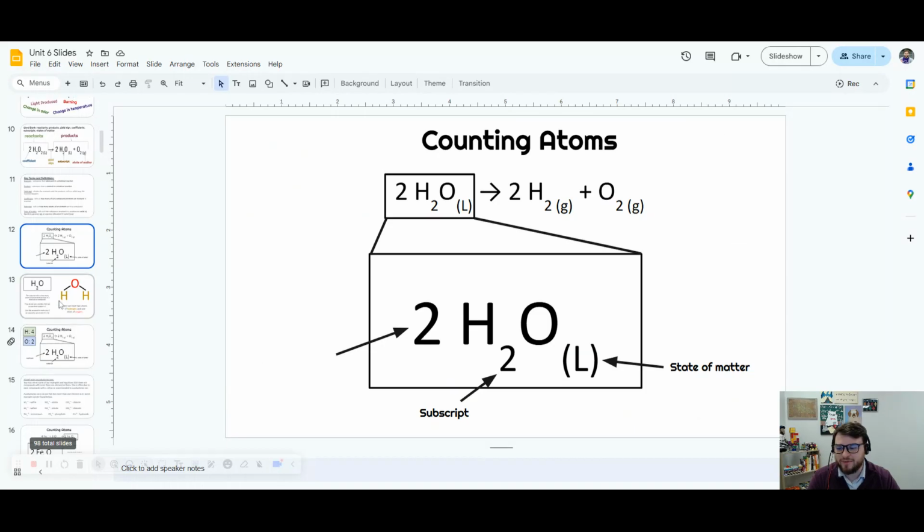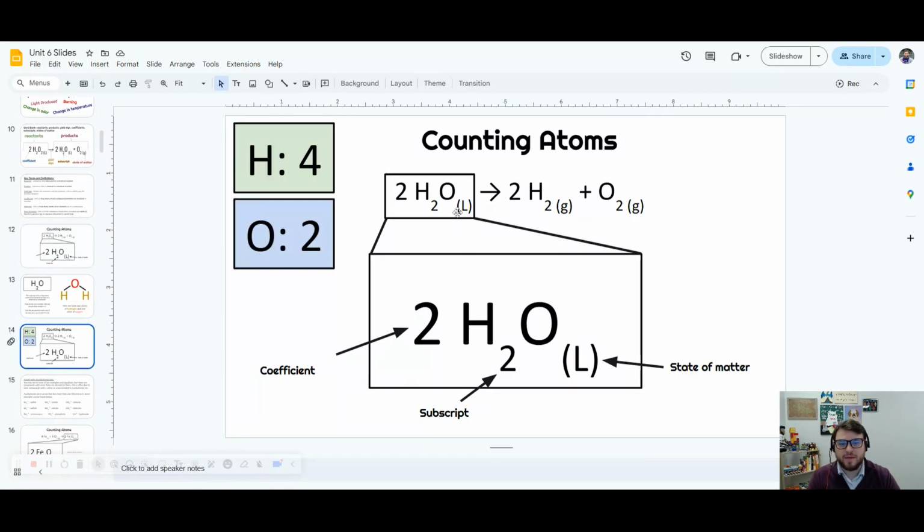Okay. And so then we got into talking about counting atoms, right? Remember, your formula for counting atoms is simply coefficient times subscript, okay? So you can see here what we did with H2O was we took the coefficient of 2, multiplied by each subscript. So 2 times 2 gives us 4 hydrogens, and 2 times 1 gives us 2 oxygens, right? If we don't see a number there, we assume it is 1. That goes for subscript and coefficient.